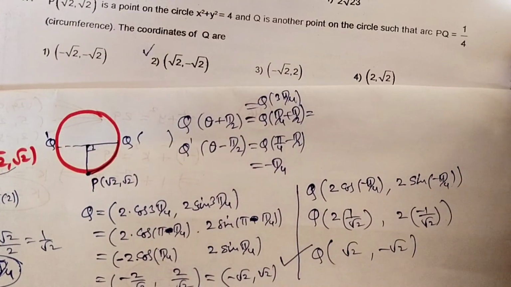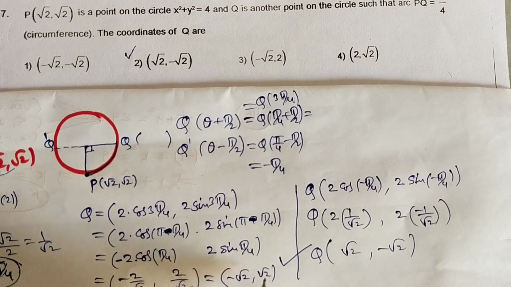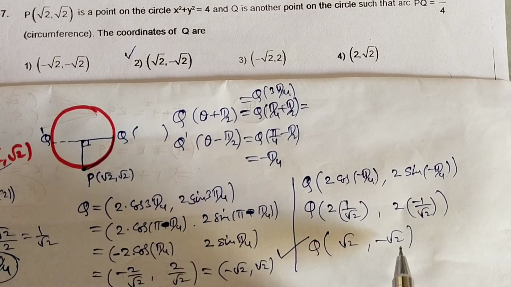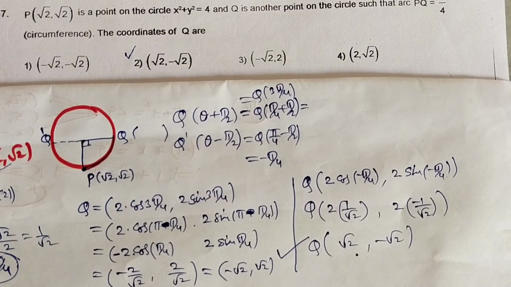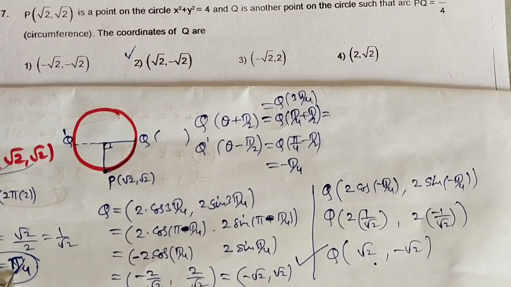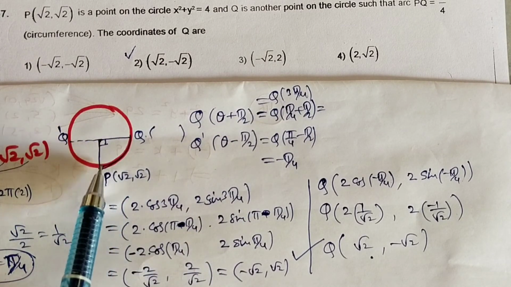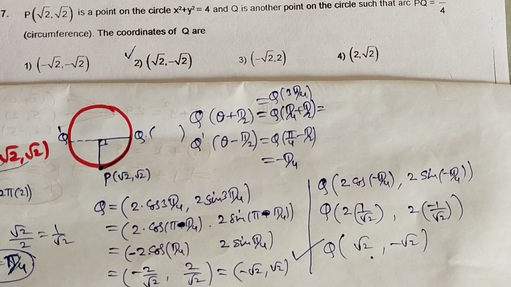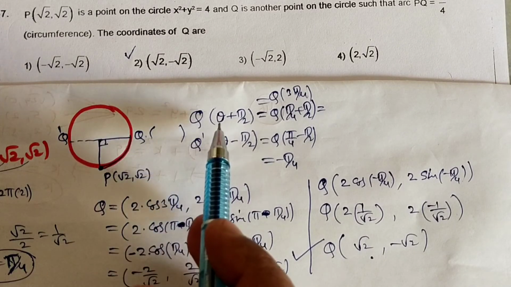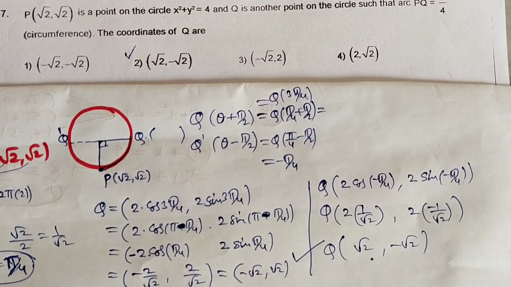But both answers are correct. Minus root 2 comma root 2 is also a right option, and root 2 comma minus root 2 is also a right option. Among those, only the second option is given. Do you understand? After getting the parametric angle here, theta equal to pi by 4, the other point is plus or minus pi by 2. Why? Because arc PQ is one fourth of the circumference. That is the reason Q point will become theta plus pi by 2 or theta minus pi by 2. I think you understand, dear students. We will move to the next question.